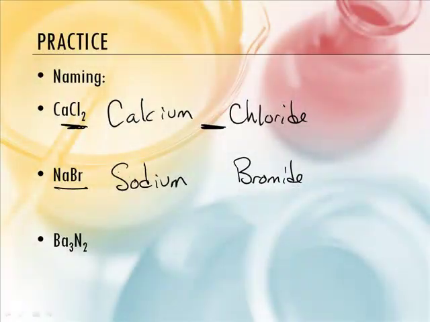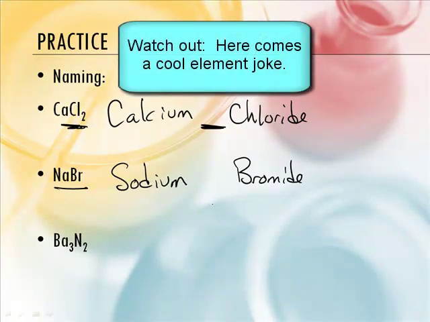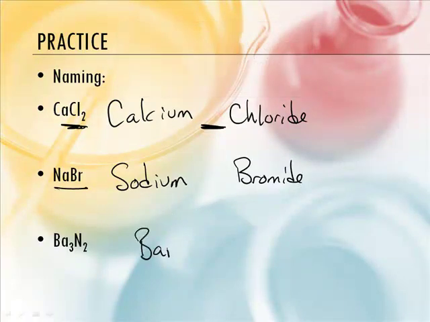And then our other last one here is Ba. Hey, what does the mortician say? I don't know. He says barium. Oh, boo. I got you there, Mr. Sams. Dumb. Barium. Get it?